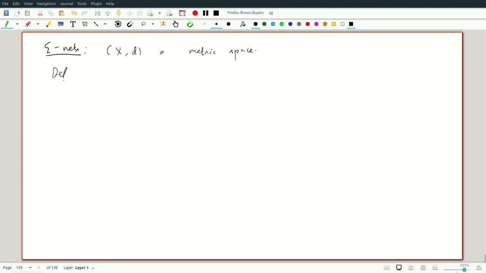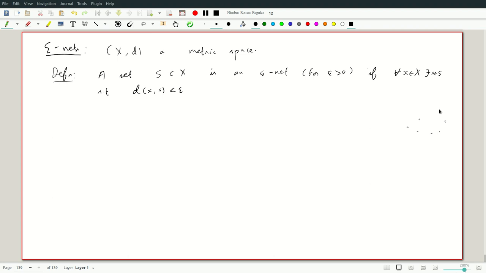A definition: a set S in X is an epsilon net, for some epsilon greater than 0, if for all x in X there exists s in S such that the distance between x and s is less than epsilon. So this is a bunch of points such that any point is within distance epsilon from some point in the set.